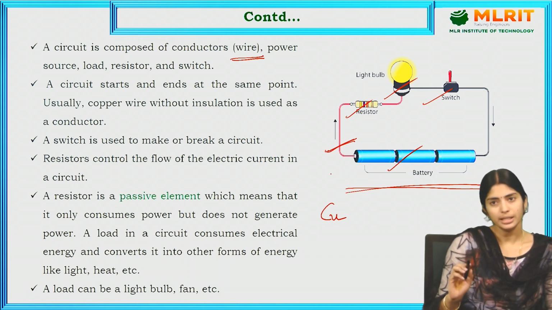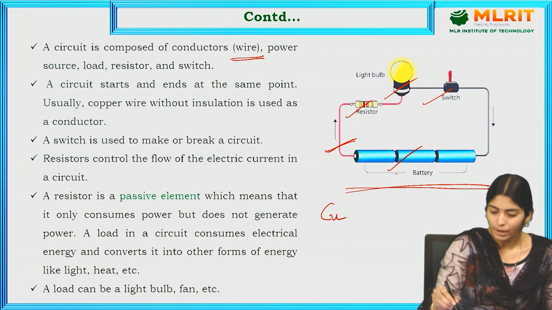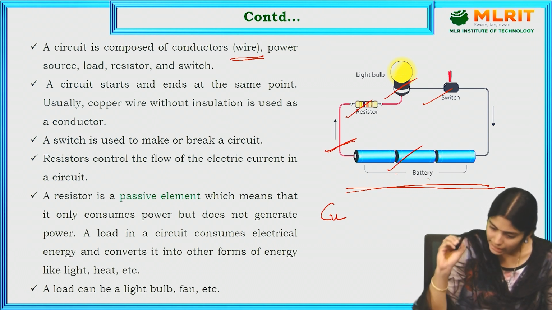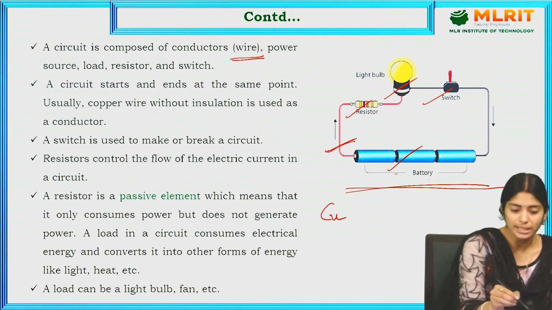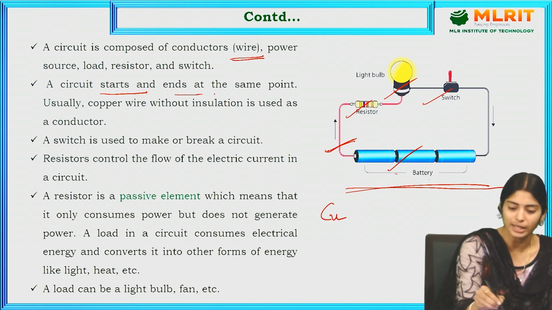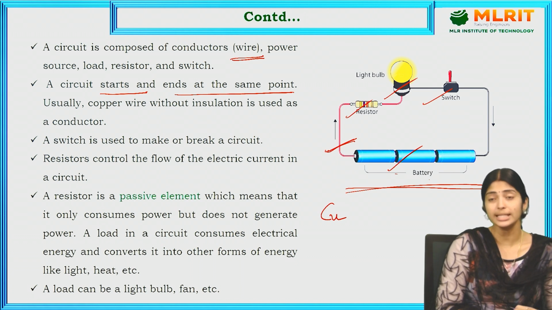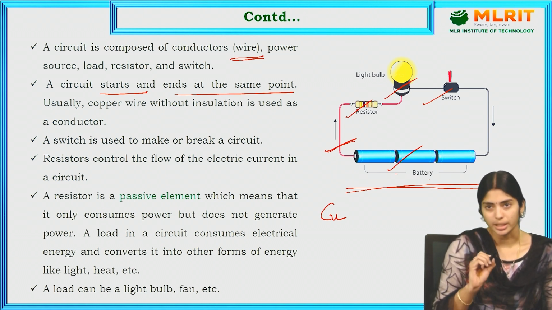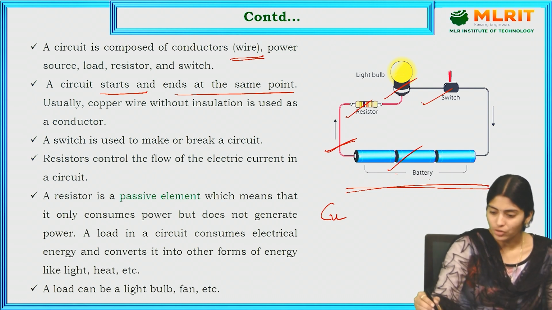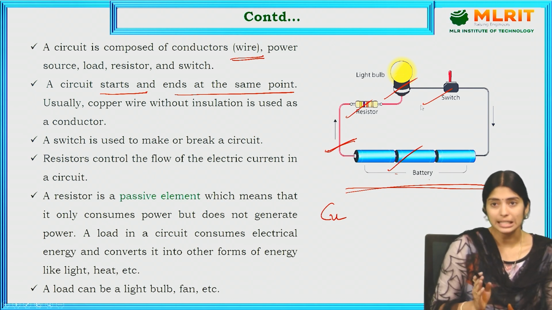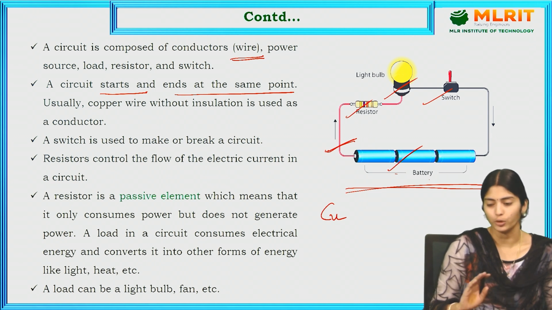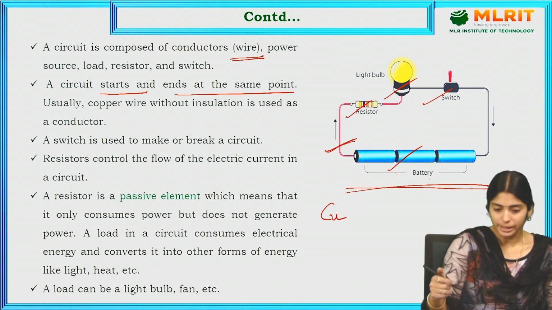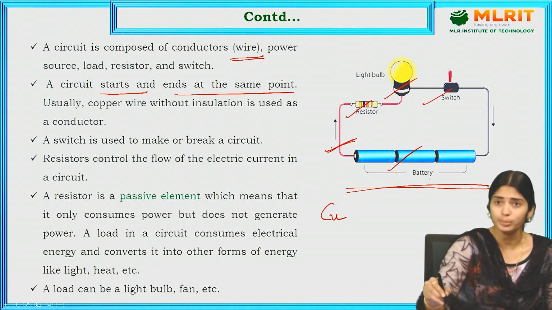Generally in the circuit, if we start from one end, the current will flow throughout the circuit and it will end at that same end. At the place where the circuit starts, it will end. Current only flows in a closed circuit. If there is any breakage of wire or any disconnectivity in the circuit, the current won't flow in the circuit. Current flows only in a closed circuit, so in the closed loop the current will flow.